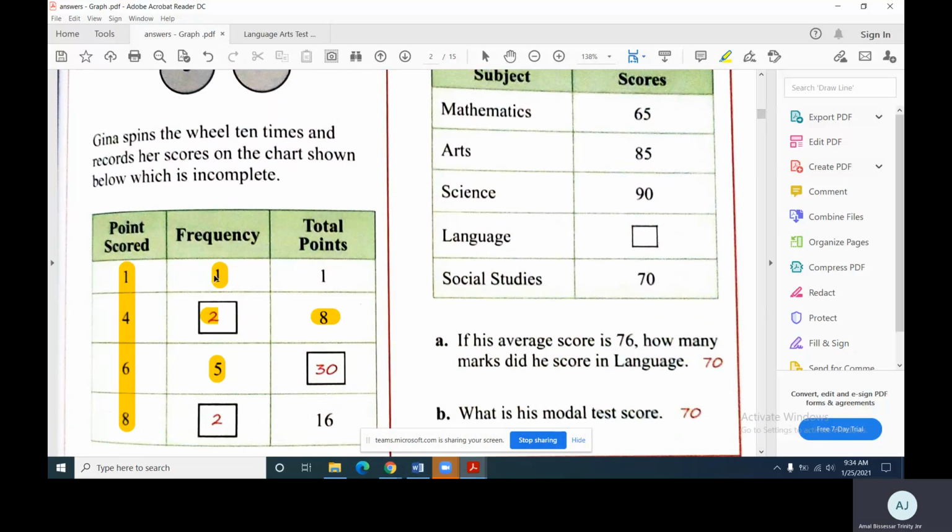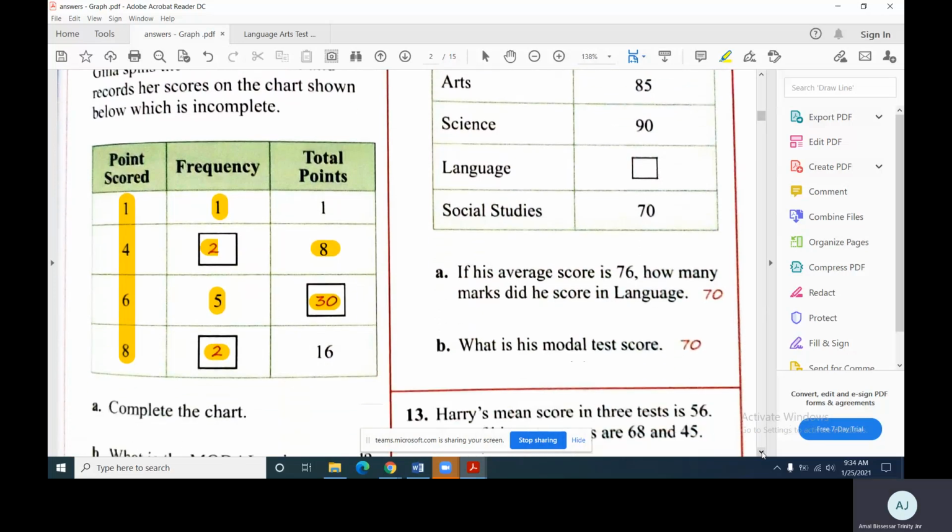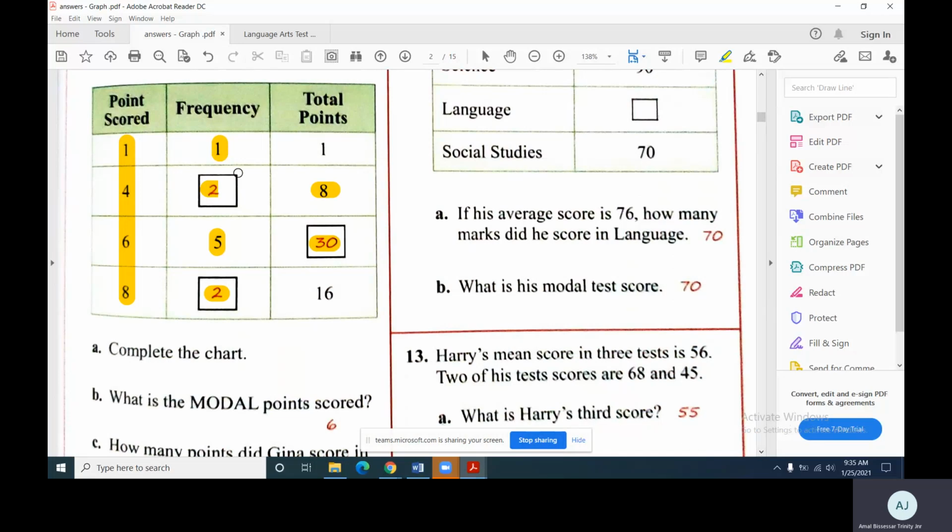So we know for sure the first one is completed. And the second one here, 8 divided by 4, she did that twice. In the second one here, you have 6 and 5. 6 5s are 30. Total points would be 30. And in the third one, you have 16 divided by 8, and you would also get 2. So it's mainly a division and multiplication question, but it should add up to 10 times.